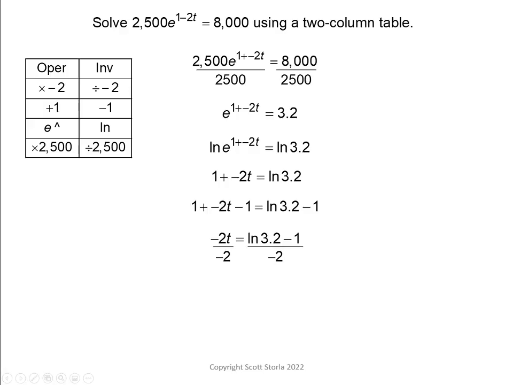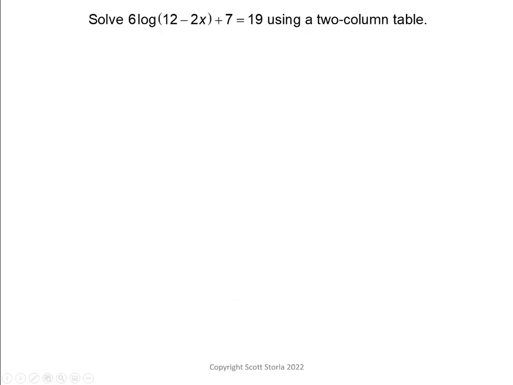And last, I'll divide by -2 and simplify. Again, we have a negative denominator, so I'm going to multiply both the numerator and denominator by -1. That's going to give me 1 minus natural log of 3.2 all over 2. How about here? Again, we're subtracting the variables, so I'm going to change that to adding an opposite.